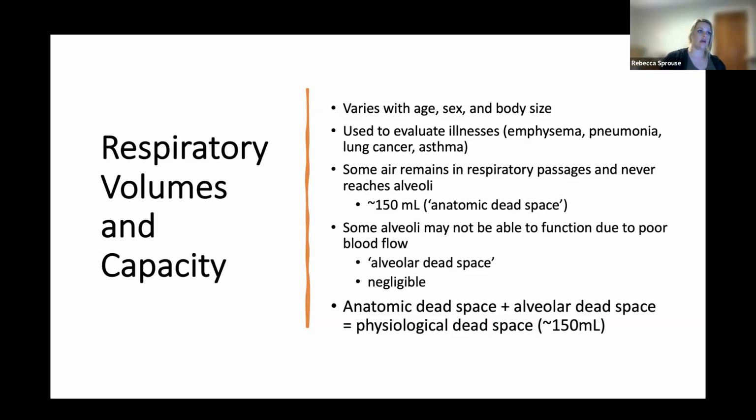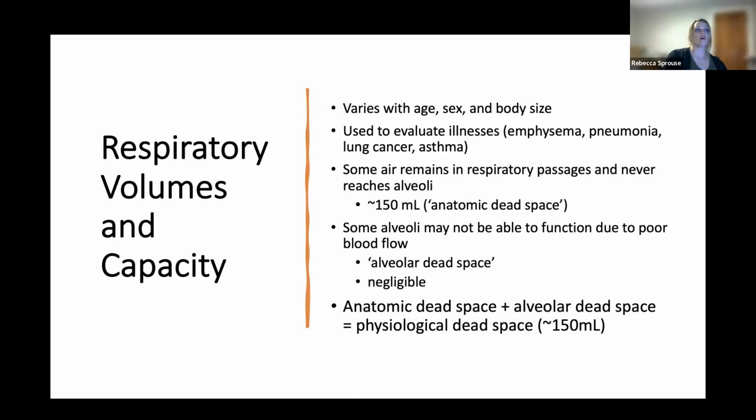Then if we take into account any non-functioning alveoli, which is that really negligible volume, we call that physiological dead space. So physiological dead space is places that can hold air, but that air is not currently being used for gas exchange. Okay, the only air that's being used for gas exchange is what's in the functioning alveoli. It's about 150 mils in the average person.